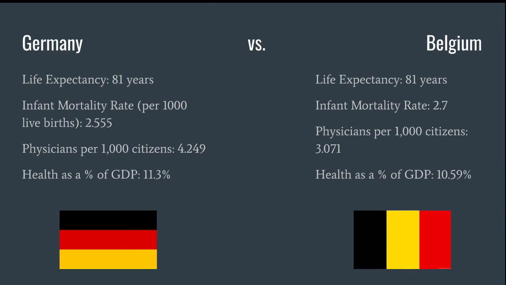Lastly, comparing Germany's public health to Belgium's public health, the life expectancy in Belgium is 81 years. The infant mortality rate in Belgium is 2.7. The physicians per 1,000 citizens in Belgium is 3.071, and the health as a percent of GDP in Belgium is 10.59%.